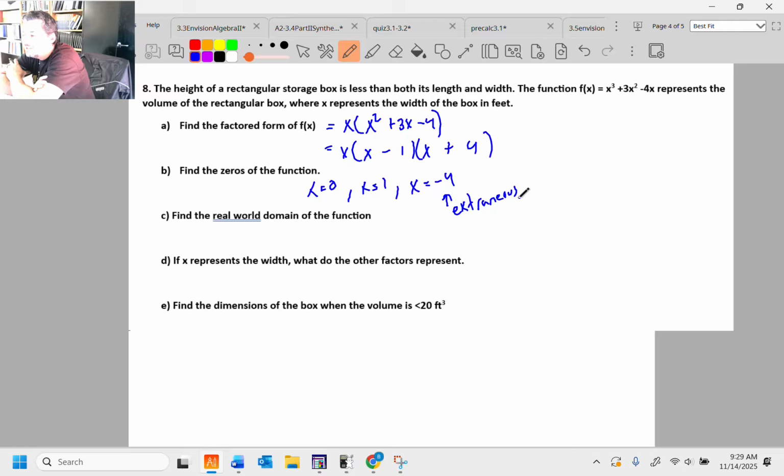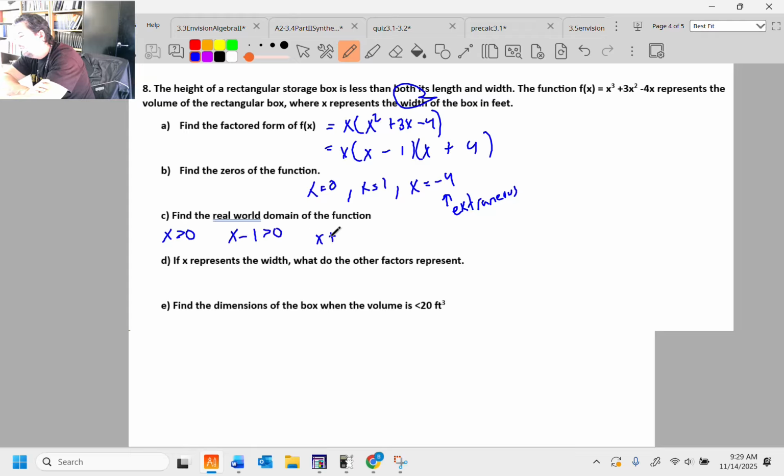That doesn't make sense, does it? Could x represent the width of the box in feet? Doesn't make a lick of sense. So let's talk about the real world domain. Both the length, the width, and the height must be greater than 0. So every single factor's got to be bigger than 0.